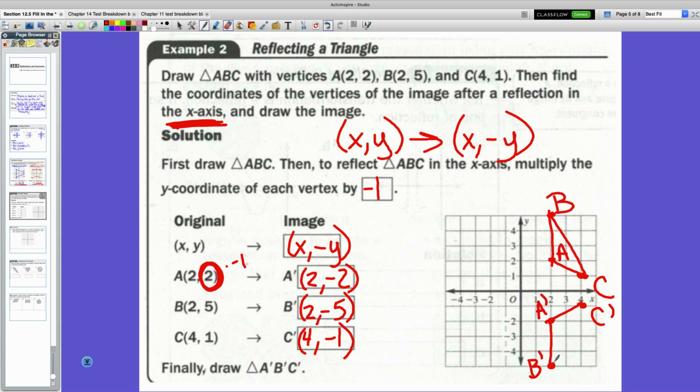So there is my new triangle, or my image in this case. If you folded your paper over the x-axis, you can go ahead and try it, it should line up perfectly. That is what a reflection is.